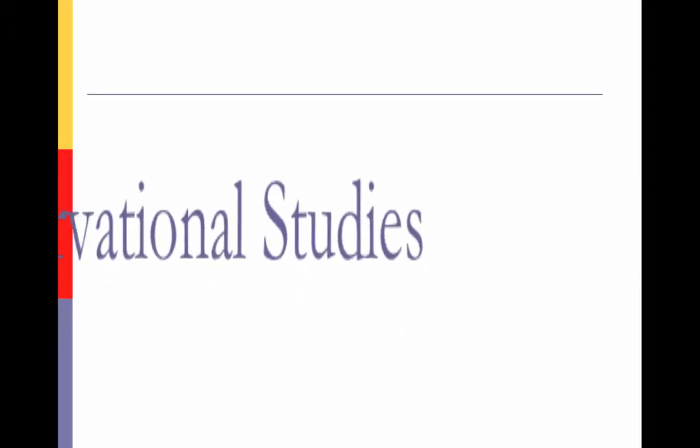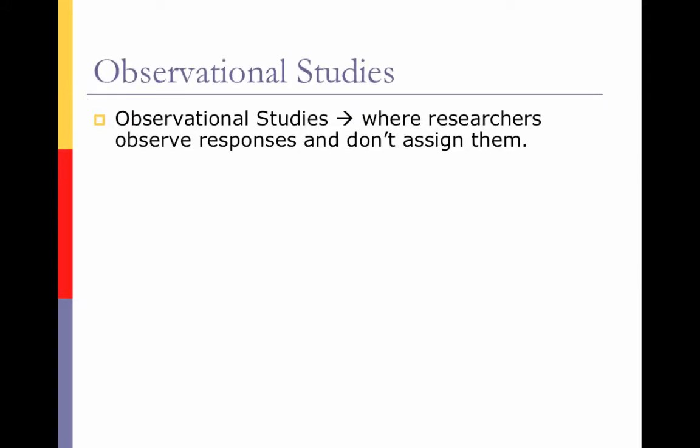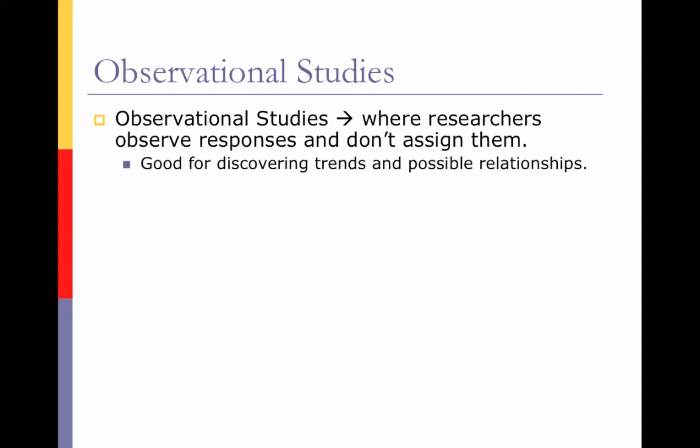We're going to start with observational studies. So observational studies are where researchers observe responses and don't assign them. So they're not assigning any type of a treatment or variable involved. This is good for discovering trends and possible relationships between different variables. There are two different types of observational studies.